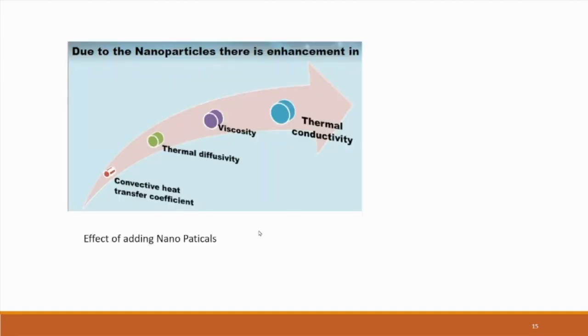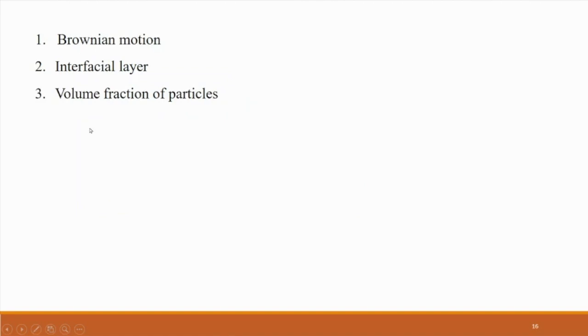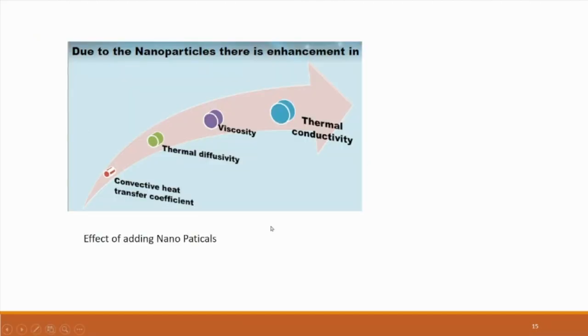So after all the process, the nanomaterial suspension in the base fluids, what happened? The following properties are improved. What properties? Convective heat transfer coefficient, thermal diffusivity, viscosity, thermal conductivity. So these properties get enhanced by the addition of nanoparticles or nanomaterials.